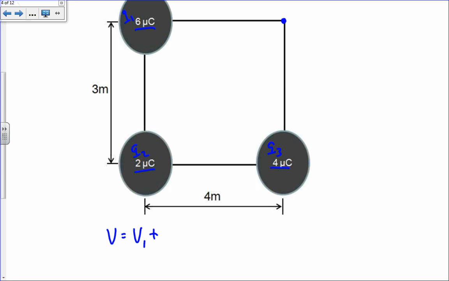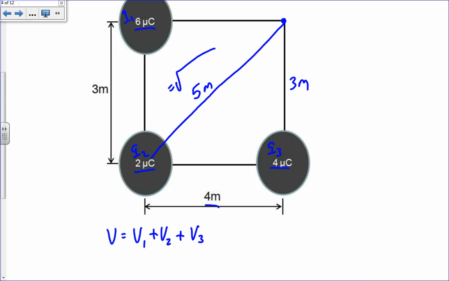In the course of this, I'm going to need to know what this distance is. But look, this is 3 meters, 4 meters. So this is the square root of 3 squared plus 4 squared, which is 5. Let me write that out. 5 meters.